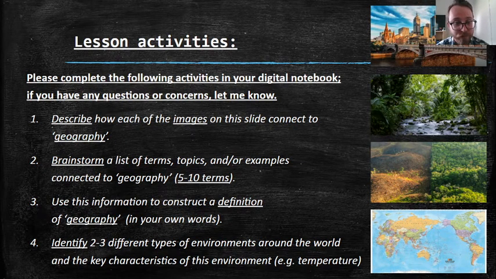Not just my definition. And then question 4, just to connect to our next topic, which again is biomes, I'd like you to identify 2 or 3 different types of environments or biomes around the world and the key characteristics of this environment. So for example, what is the temperature of a polar environment? It's probably cold. North-South Pole.